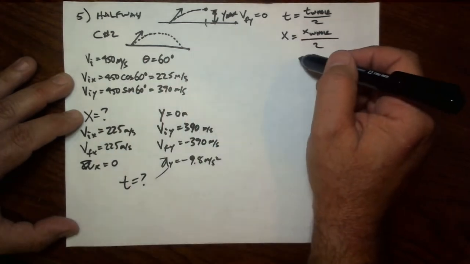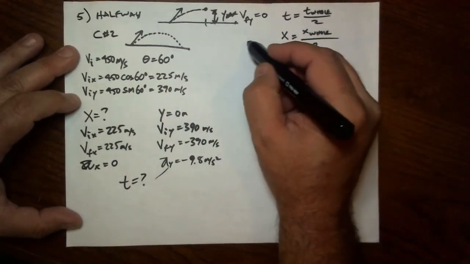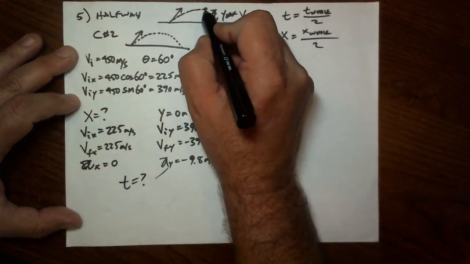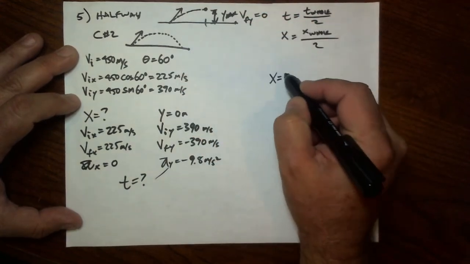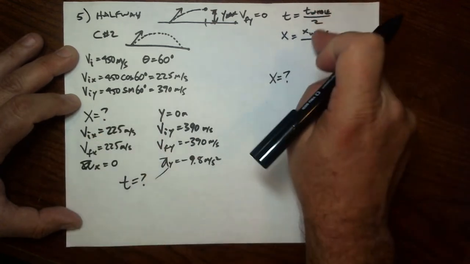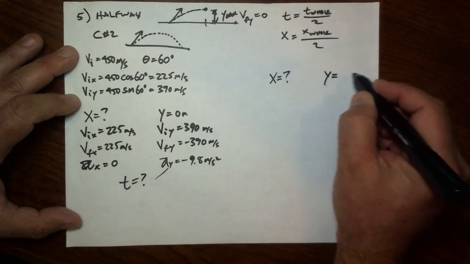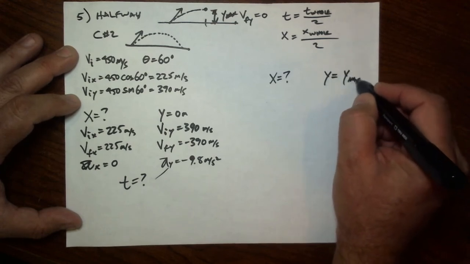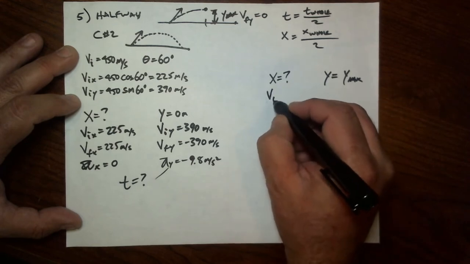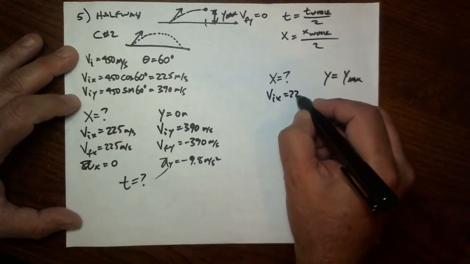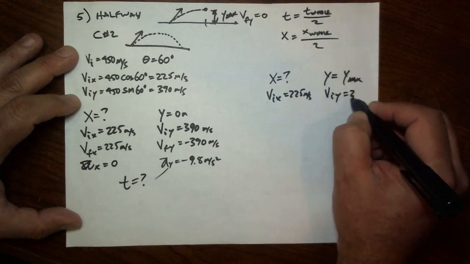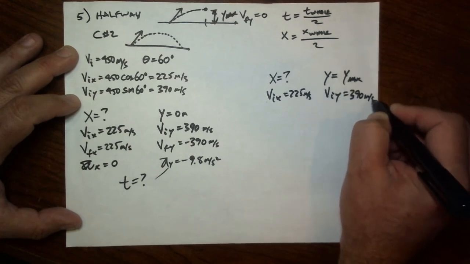Now when you want to solve the halfway thing, the halfway problem has a different list of knowns and unknowns. For the halfway problem, x is unknown, but it's half of this x, because we talked about that before. Y is the maximum y. Y is the altitude. Y is the maximum height. VIX doesn't change, 225 meters per second. VIY doesn't change, 390 meters per second.